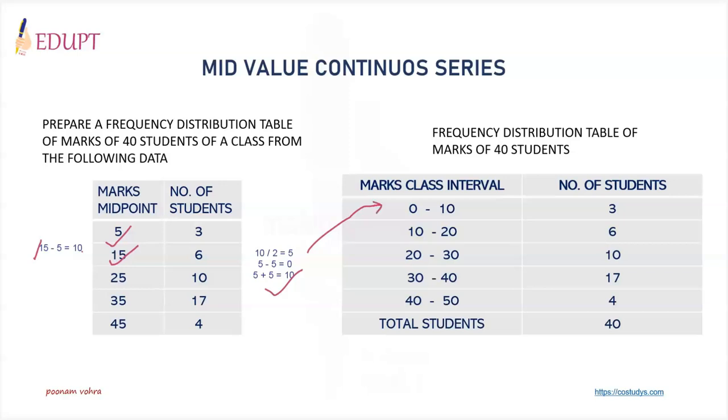Similarly, in the next case, the difference would be 25 minus 15, which is 10, and then half the difference in the midpoints of the third and the second class. Then it would be 15 minus 5, 10, and 15 plus 5, 20. So the next class interval would be 10 to 20. And in the same way, one can find out the rest.